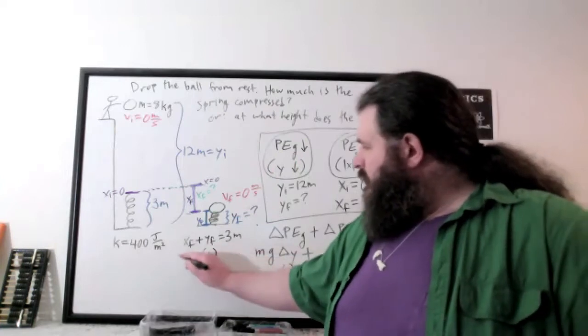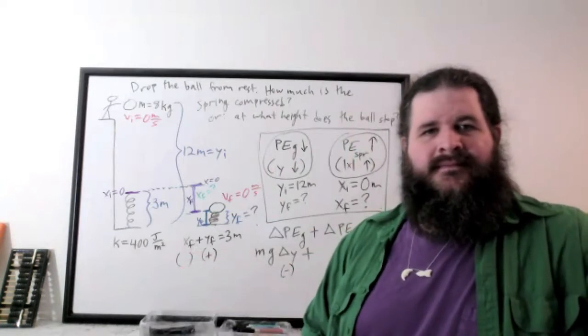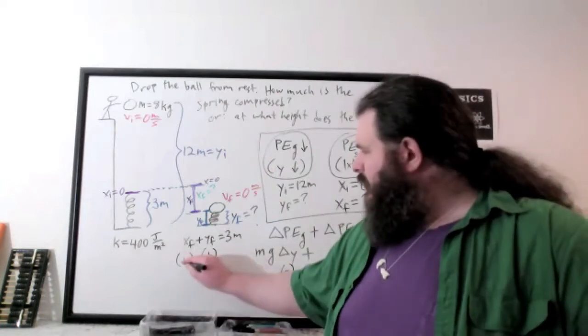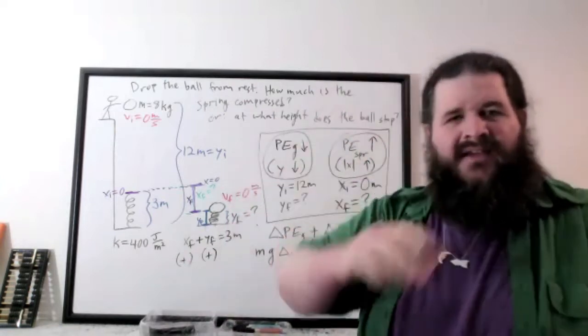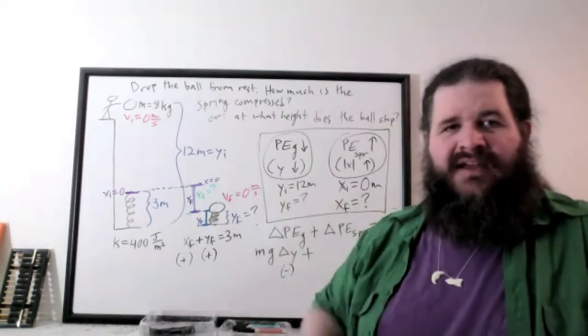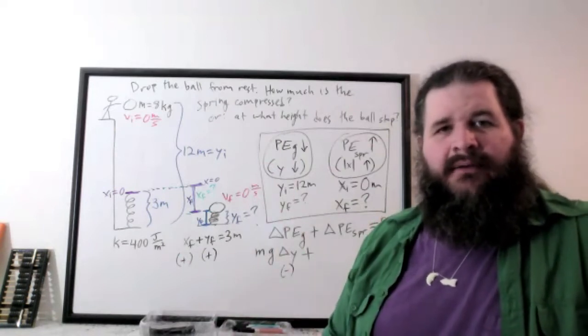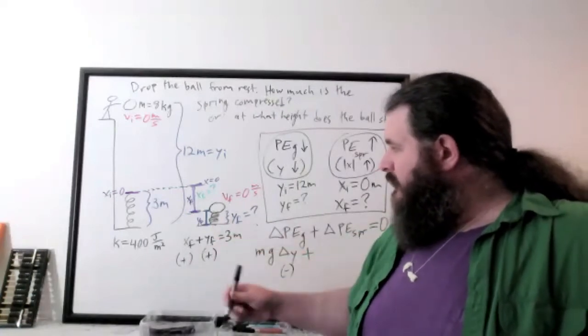What about x final? Would you treat x final as positive or negative? Positive? Yeah, I think I would treat this as positive here. Usually when we compress a spring, we treat x as negative, but that's really just convention. You could say compression is positive and stretching is negative, and you still get the same results anyway. The important thing though is we want to make sure that this equation works.